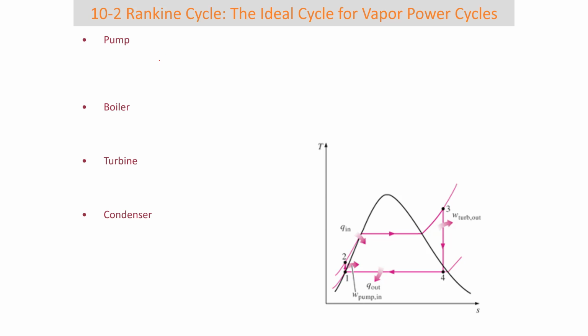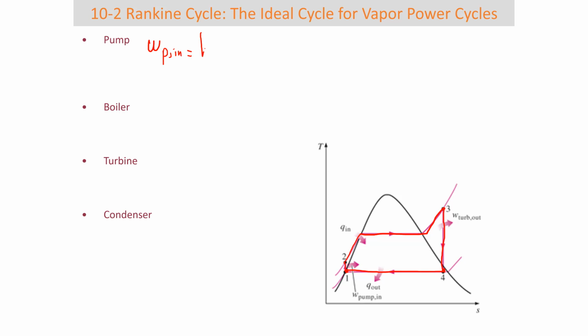So here it is. Again, here is my process: process 1 to 2, isentropic compression. Process 2 to 3, constant pressure heat addition to a superheated vapor. Process 3 to 4, isentropic expansion to a high quality steam. And then process 4 to 1, constant pressure heat rejection.